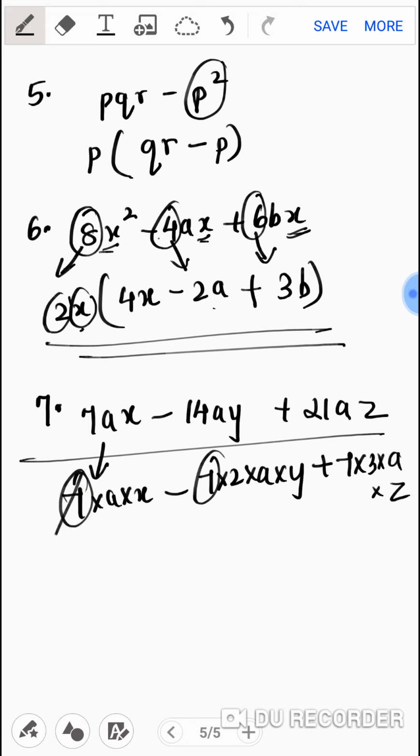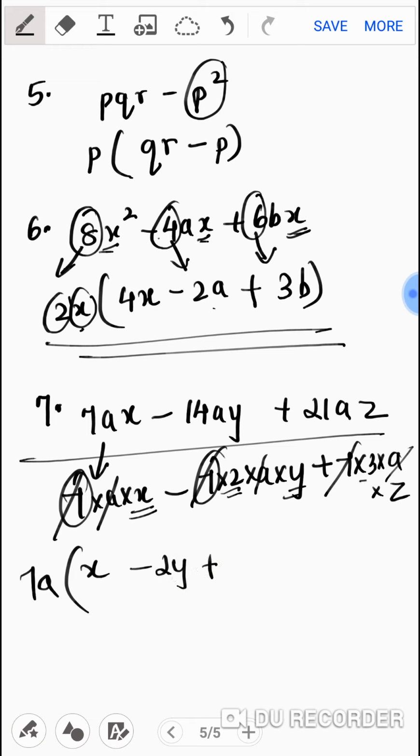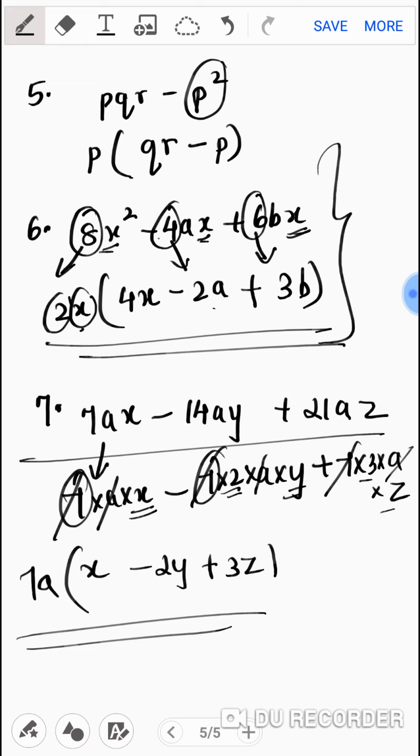7 common, cut 7. a common, cut a, and take them outside: 7a. Inside, what is remaining in your first term? x. What is remaining in your second term? 2y. What is remaining in your third term? 3z. So that's your answer. So if you find this method difficult to make directly some highest common factor, you can also use this method.